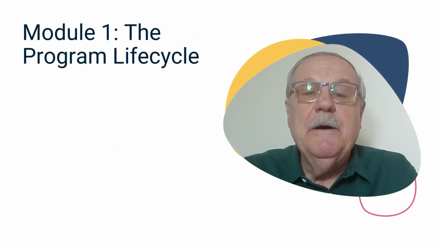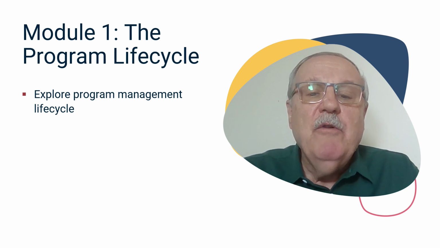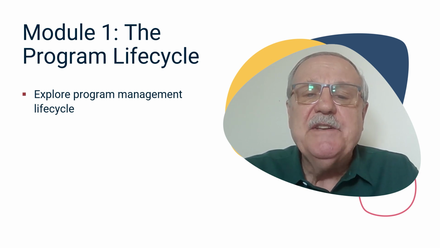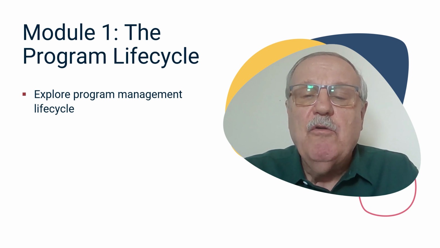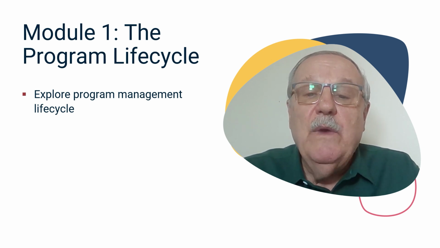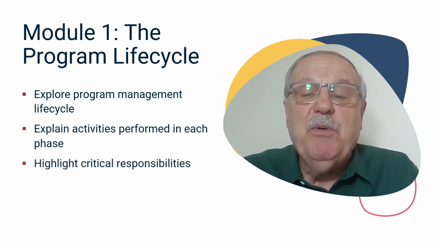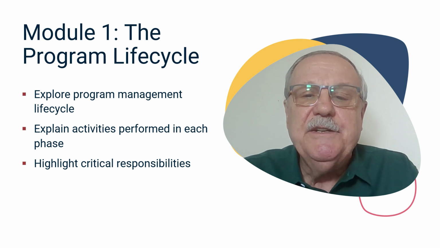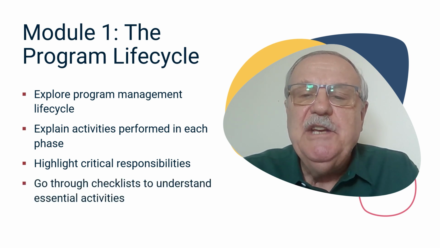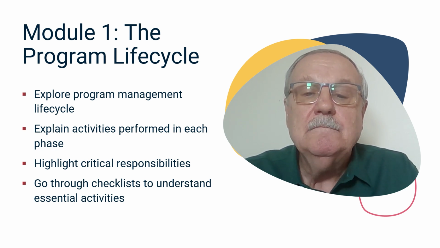This course consists of 4 modules. Module 1 will define and explore the program lifecycle in detail. The program lifecycle is a 3-phased process that manages a program from program definition through program delivery and closure. We will explain the various activities that occur in each phase and highlight the program manager's critical responsibilities. We will also share 3 checklists to ensure you understand the specific activities essential to the success of each phase.